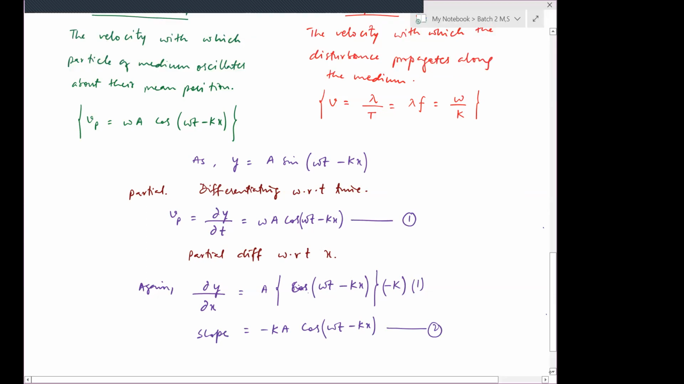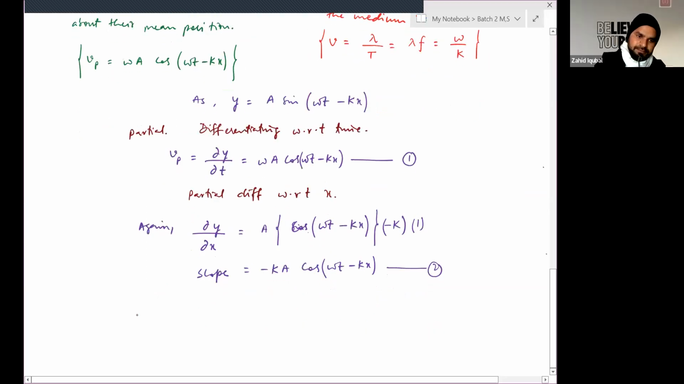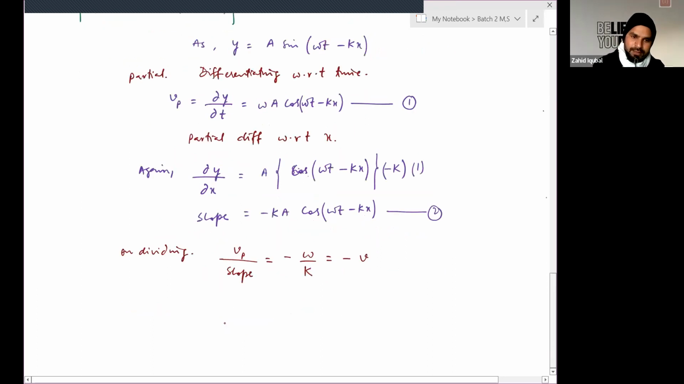If you divide these two parts, velocity of particle divided by slope, you will get cos(omega t minus kx). Cos(omega t minus kx) will cancel out. So you'll get nothing but minus omega by k, which is also equal to velocity of wave v. So from this, we can say velocity of particle is minus of slope of wave at that instant multiplied by velocity of wave.